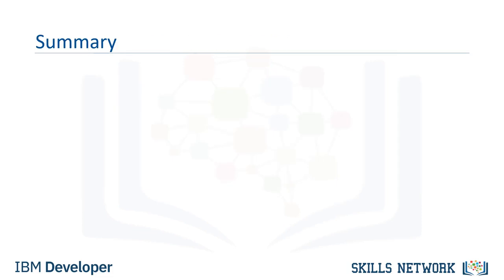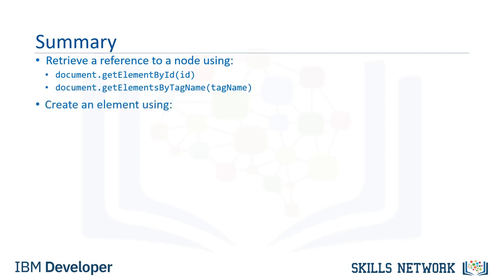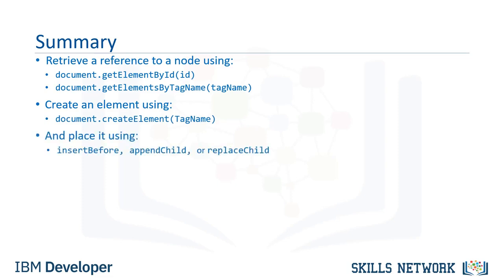In this video, you learned you can retrieve a reference to a node using document.getElementById. ID returns one specific element that is based on the ID attribute. Document.getElementsByTagName retrieves elements with the specified tag. You can create an element using document.createElement(tagName) and place it using insertBefore, appendChild, or replaceChild.